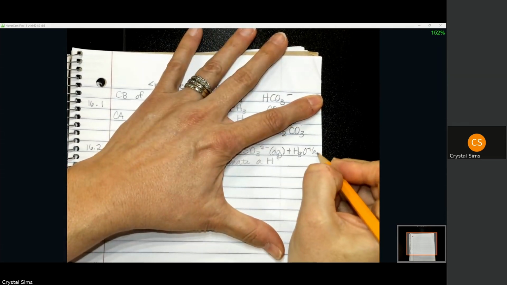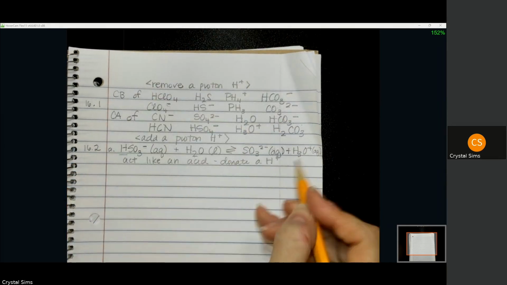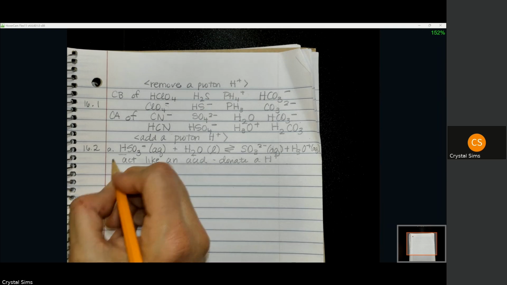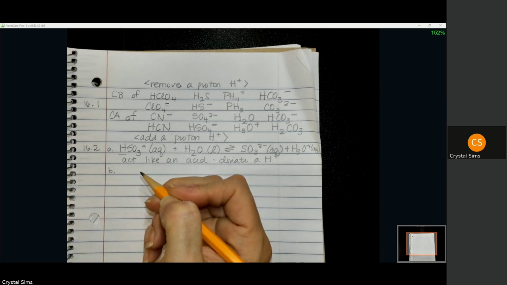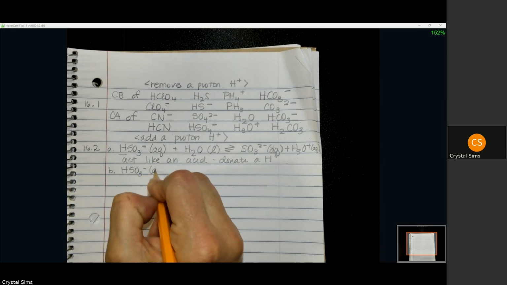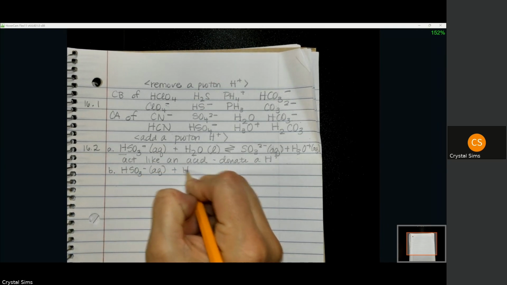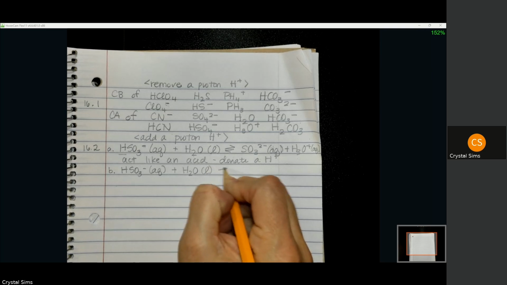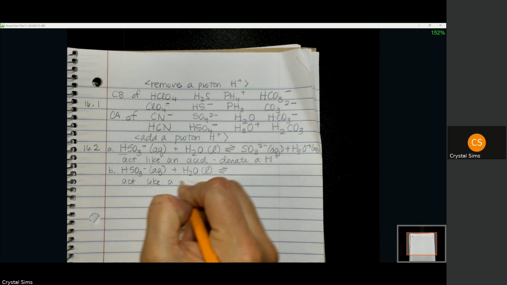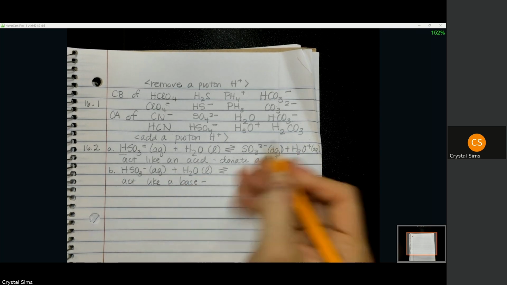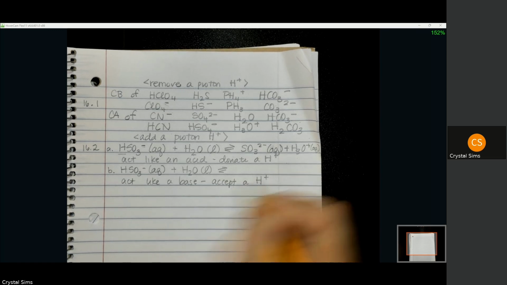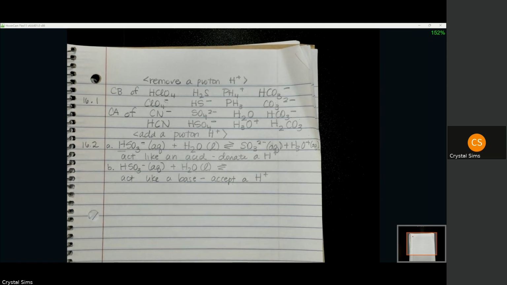Ran out of room there. So we'll have the hydronium ion. So then it wants us to do the same thing in B, in that we're going to combine it with water, but this time we want it to act like a base. So it will accept a proton.